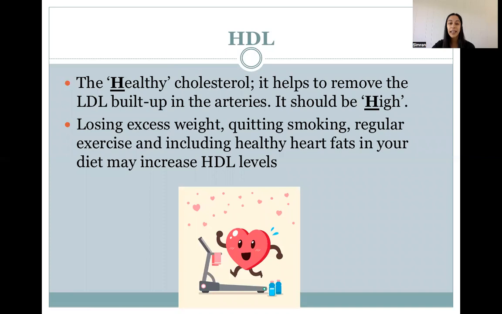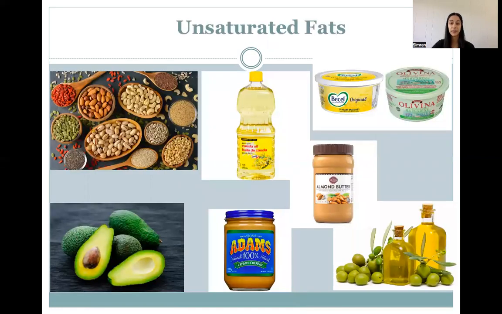HDL. So I refer to HDL as the healthy cholesterol as it helps to remove the LDL buildup in the arteries. It should be high. So for men, we want the HDL greater than 0.9, and for women, we want the HDL greater than 1.1. Ways to bump up the HDL: losing excess weight, if you're a smoker, quitting smoking, regular exercise, and including those healthy heart fats in your diet may increase your HDL levels.